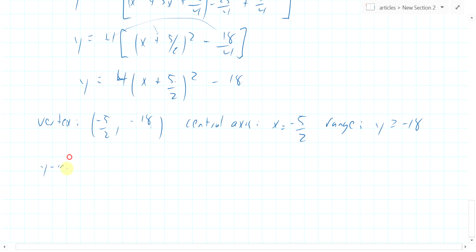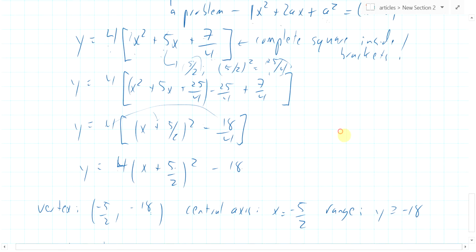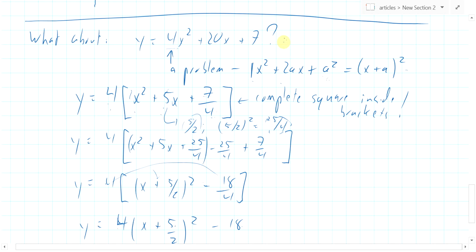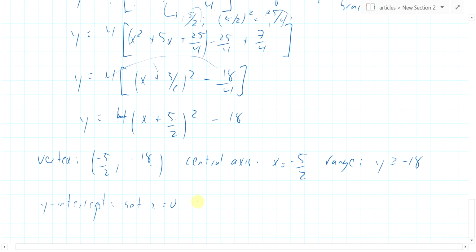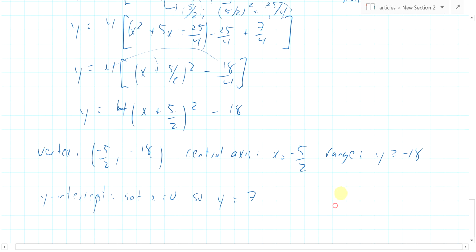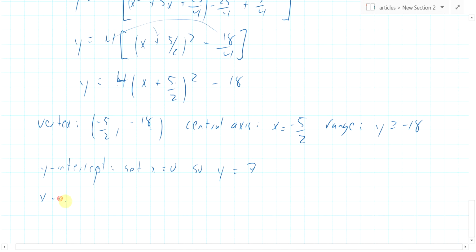Y-intercept, well, pick one of the formulas and set x equal to 0. For my money, this is the easier one to calculate when trying to find the y-intercept. If we set x equal to 0, we get y equal to 7. So that's my y-intercept. If I have to find the x-intercepts, I generally want to deal with this formula because I don't have to remember the quadratic equation, I don't have to factor anything, it's just taking the square root. I know because the range 0 is greater than minus 18, that tells me that definitely there are x-intercepts.